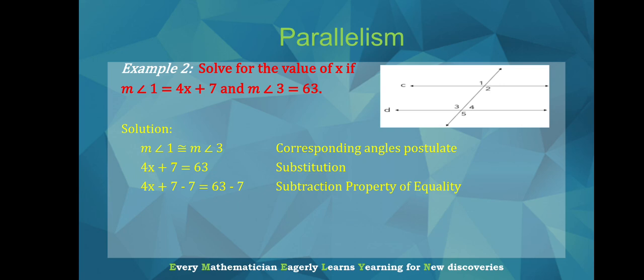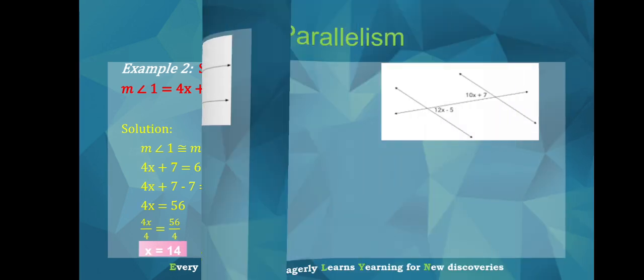We have 4x plus 7 minus 7 is equal to 63 minus 7. Then simplify. 4x equals 56. Divide both sides by the coefficient of x. We have 4x divided by 4 equals 56 divided by 4. x equals 14.